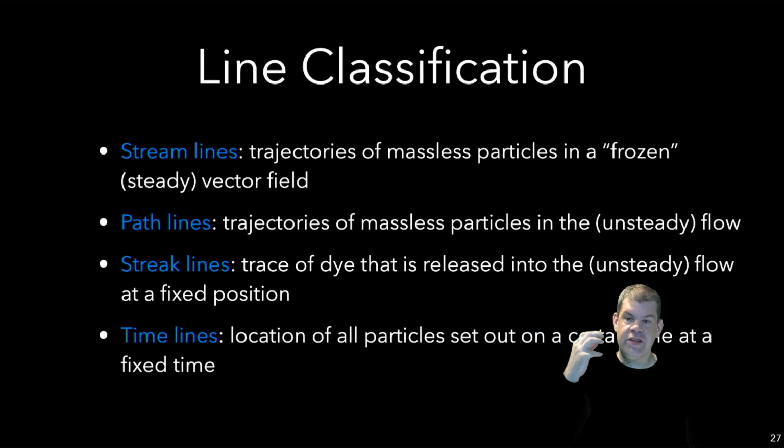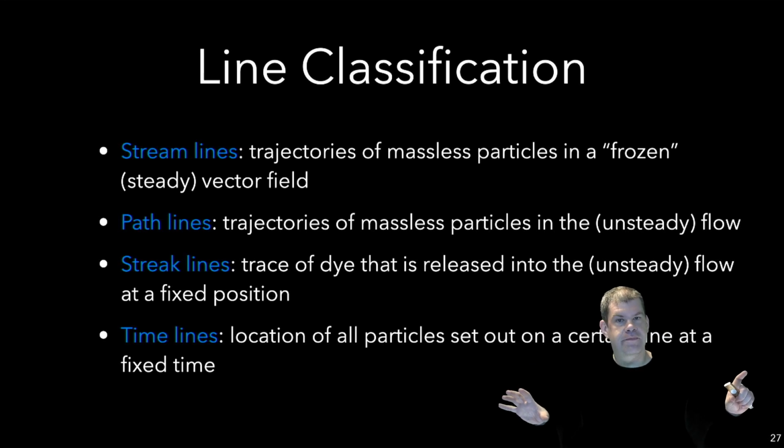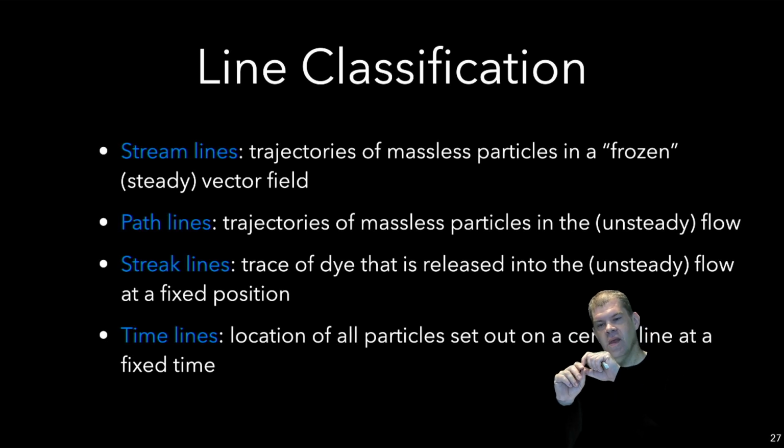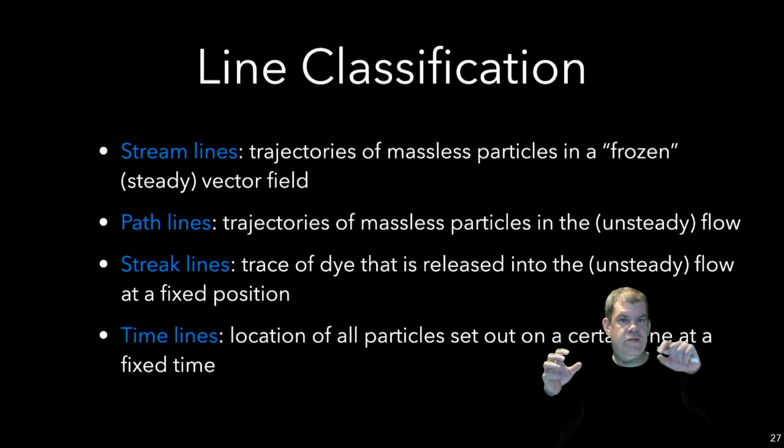So what are they? They are the trajectories of these massless particles, but in a frozen or steady vector field. Most vector fields change over time, right? If you have wind blowing, it doesn't always blow the same way. It changes, it jiggles, whatever. But if we just stop time, which is very hard to do in reality, but very easy in a computer system, and insert a particle into that flow field and let it be carried away by the flow, then the trajectory of this particle is what we call a streamline.